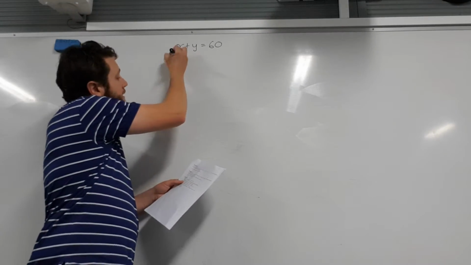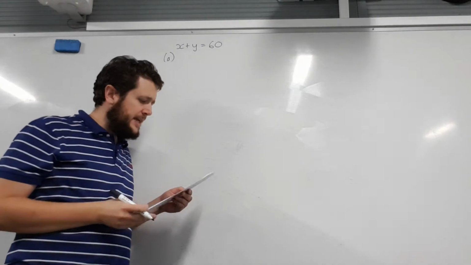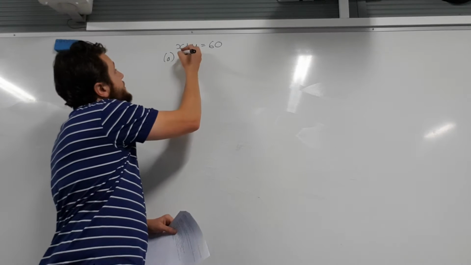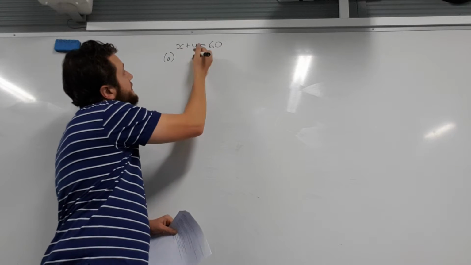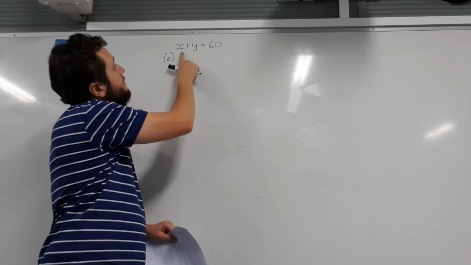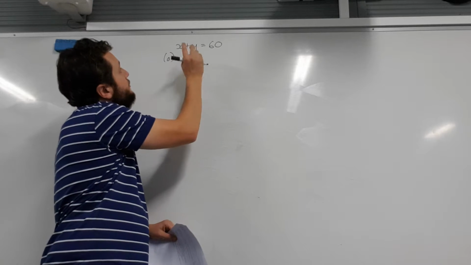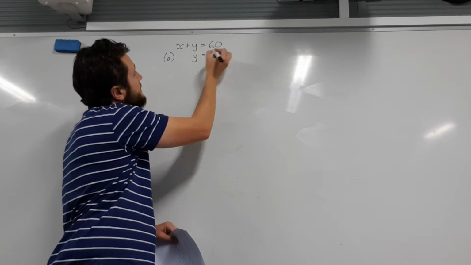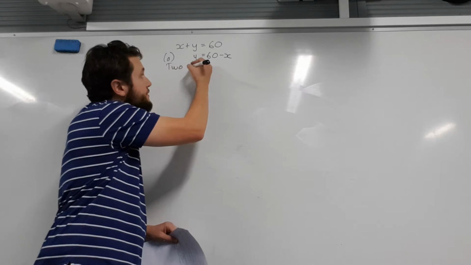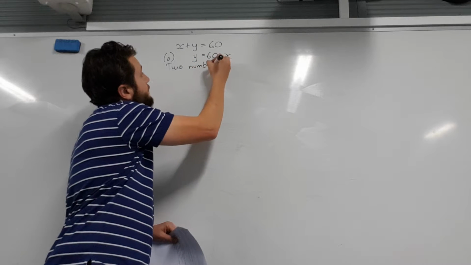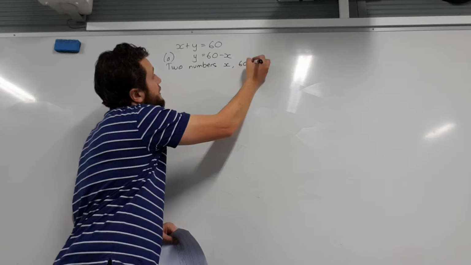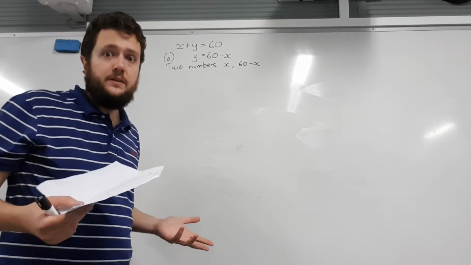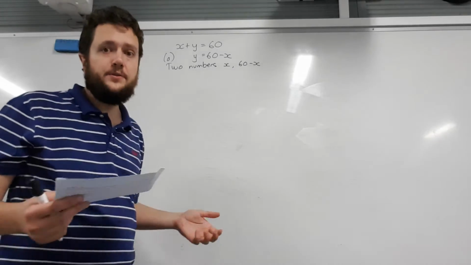Right, part A says that if the smaller number is x, write an expression for the other number. So if we have x and the other number y, I could simply take x away from both sides. The second number is simply going to be 60 subtract x. So our two numbers are therefore x and 60 take away x. Think about it: if you add those two expressions together, you'll get 60. It works. Those x's will cancel.